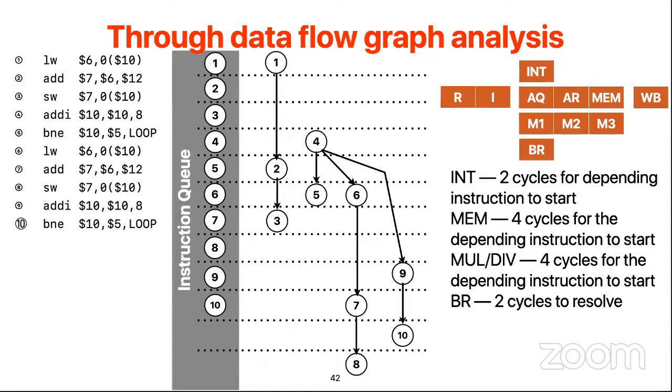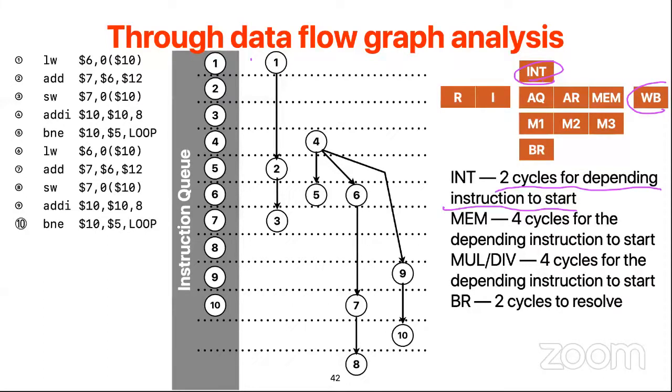So here's the data flow graph that you know how to draw before. I just wanted to modify the data flow graph a little bit. So let's say if I give you a pipeline diagram, for the integer instruction, it takes two cycles because you need to wait for the write back to finish. It takes two cycles for a dependent instruction to start, right?